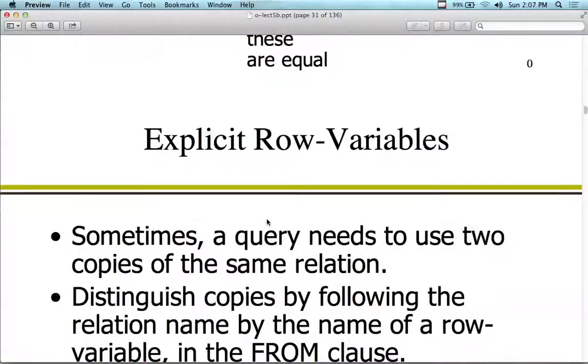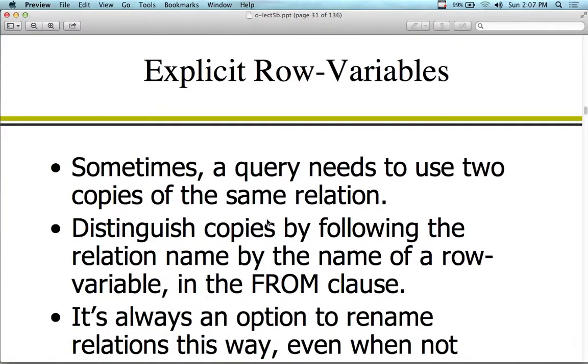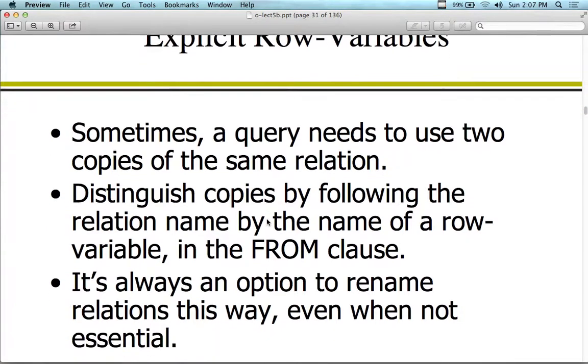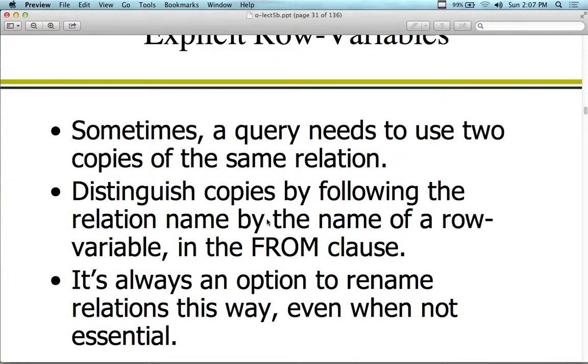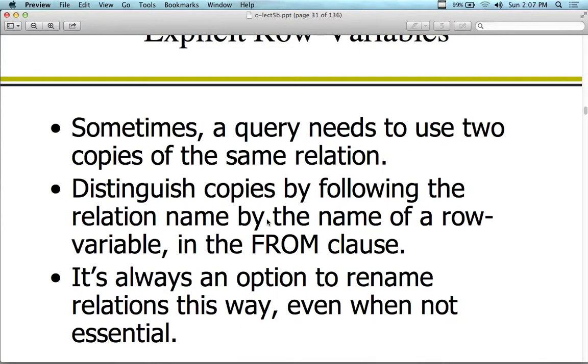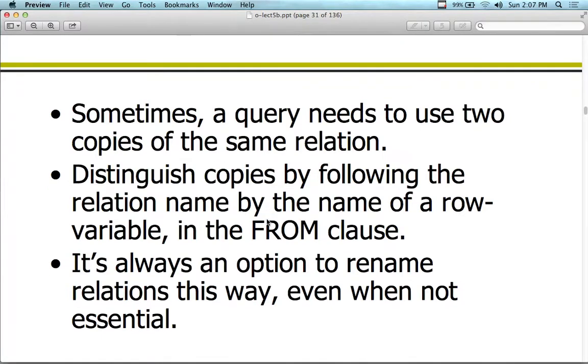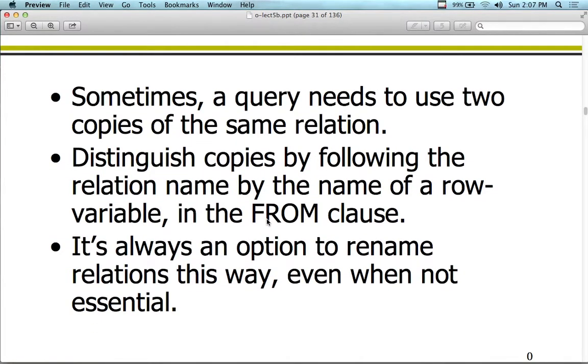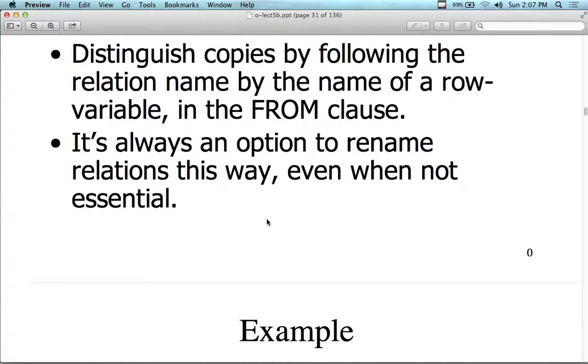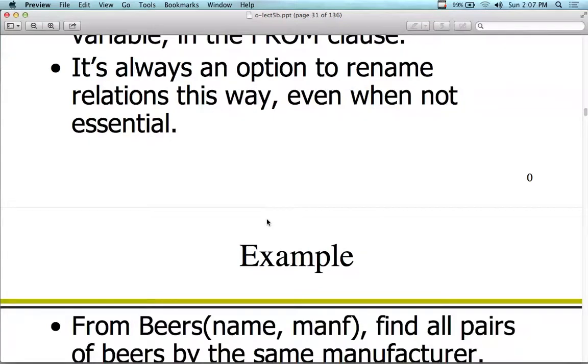Doesn't really matter. So, explicit row variables: sometimes a query needs to use two copies of the same relation. So you're going to query the table onto itself. You've got two copies of the same relation. Distinguish the copies by following the relation name with the name of the row variable in the from clause. We'll see an example of this in a minute. It's always an option to rename the relation this way, even when you're not querying a table onto itself. You can still rename this way.